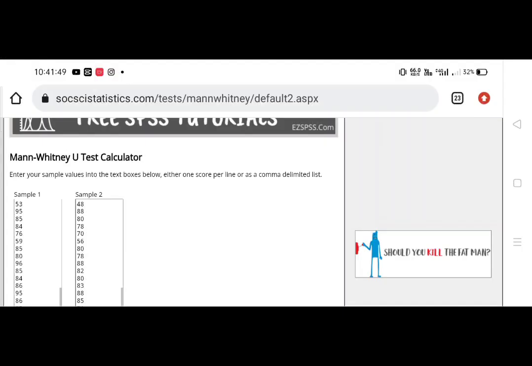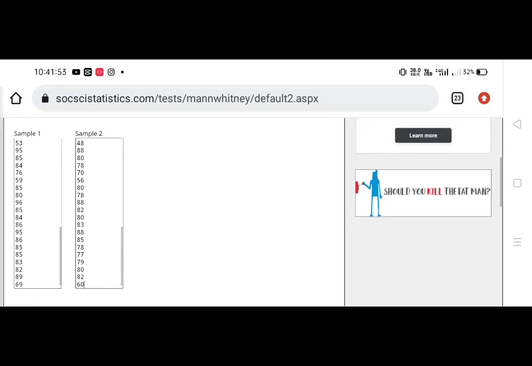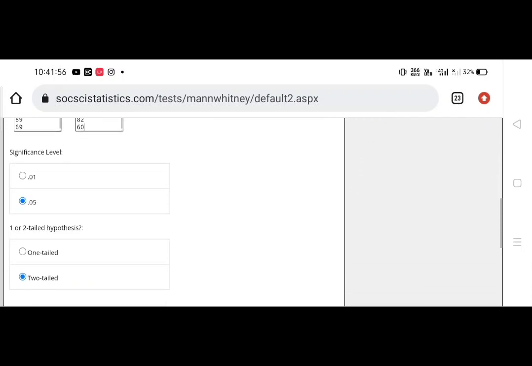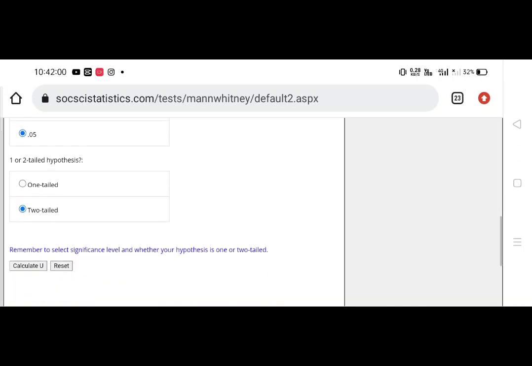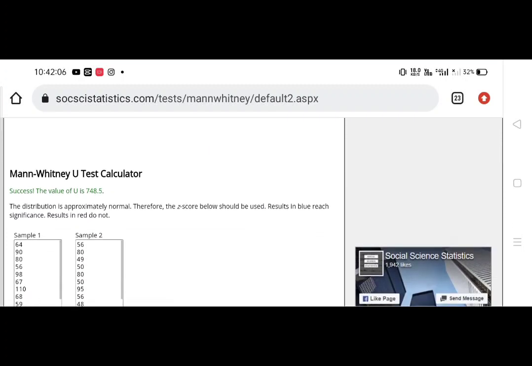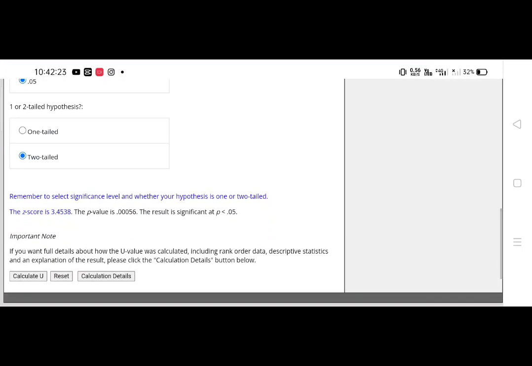So here we have the Mann-Whitney U-test calculator, sample 1 for group A and sample 2 for group B. Significance level 0.05 and a two-tailed hypothesis. The value of U is 748.5 and the z-score is 3.4538. The p-value is 0.00056. The result is significant at p less than 0.05.